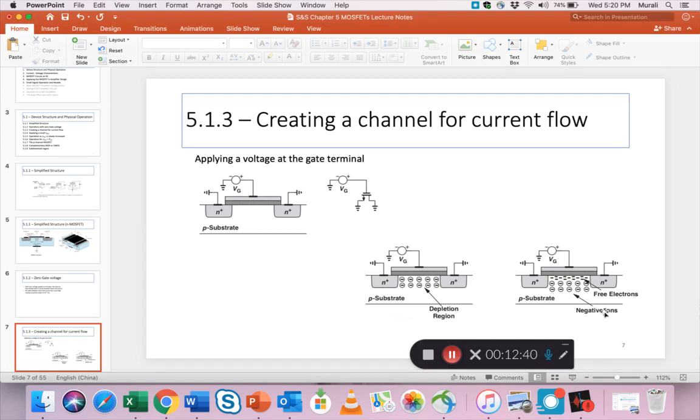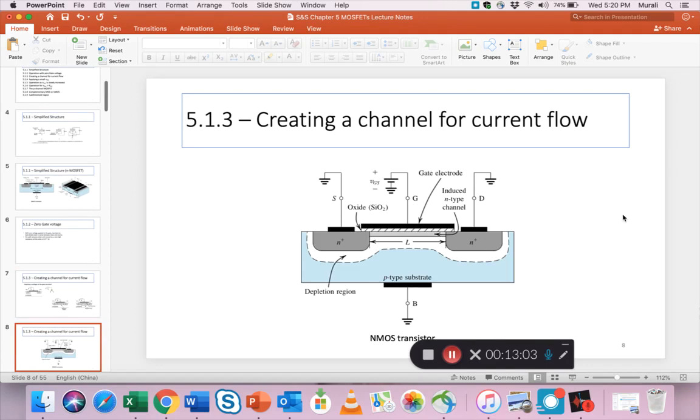You pull an electron out of a neutral atom, then you get an ion and you get that free electron. So there's a channel of free electrons and then there's a whole bunch of negative ions, and all this is sitting on that P substrate or P body with N-type, these buckets. Okay, so this is the first step in making all this work.